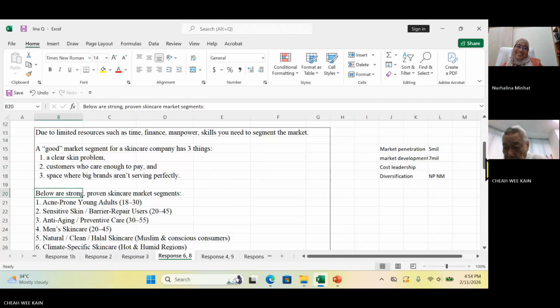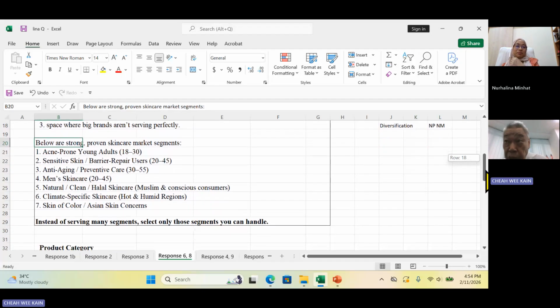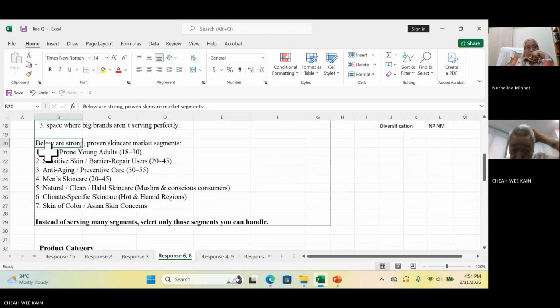Now, these are some of the normal ones: pimple, sensitive skin, aging, men's skincare. This is by age. Natural, clean, halal, Muslim, climate specific. Skin of color. So these are the normal ones. You may want to select only some segments. You cannot do all.